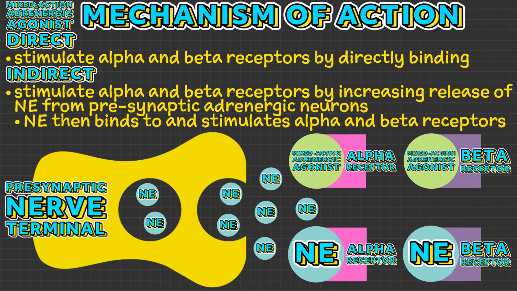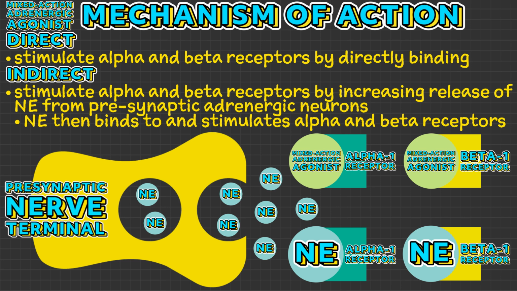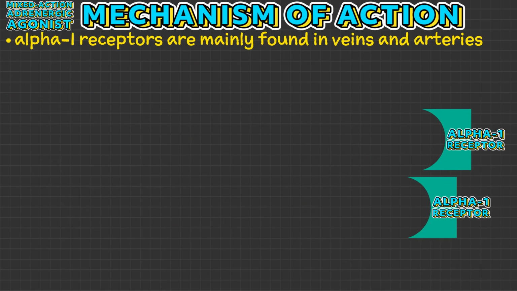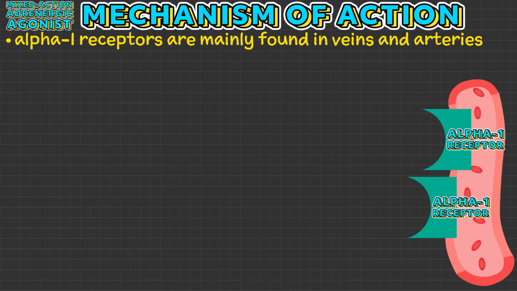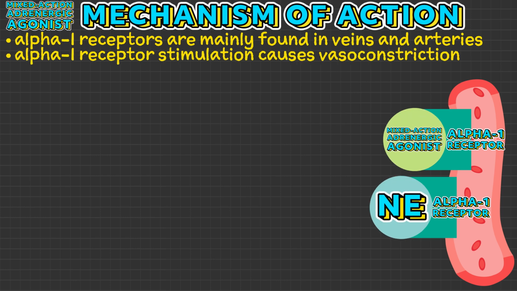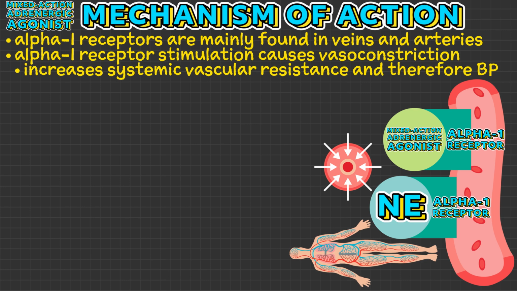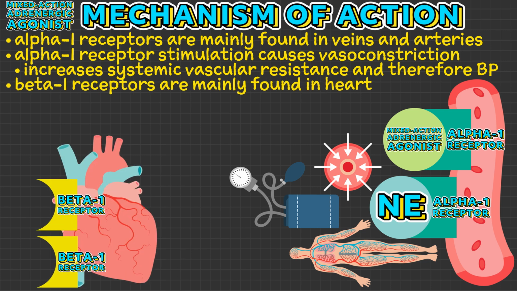Although mixed-action adrenergic agonists stimulate alpha and beta receptors, the clinical significance lies in their ability to stimulate alpha-1 and beta-1 receptors. Alpha-1 receptors are mainly found in veins and arteries. When alpha-1 receptors are stimulated, it causes vasoconstriction. This increases systemic vascular resistance and therefore blood pressure, whereas beta-1 receptors are mainly found in the heart.